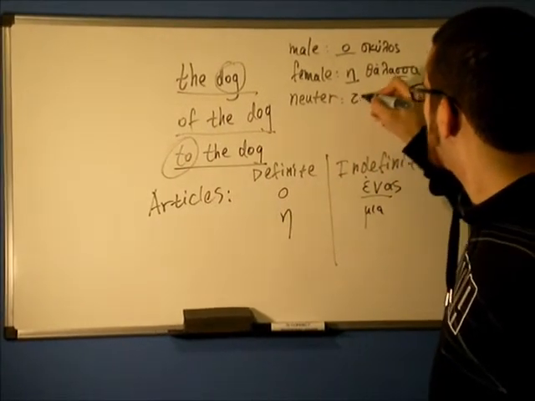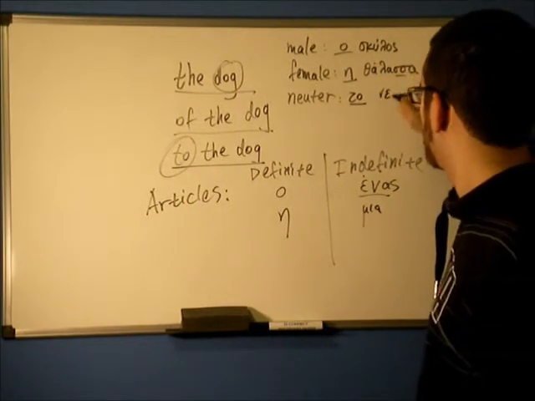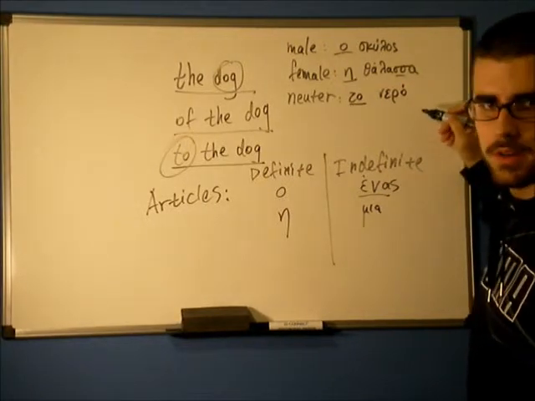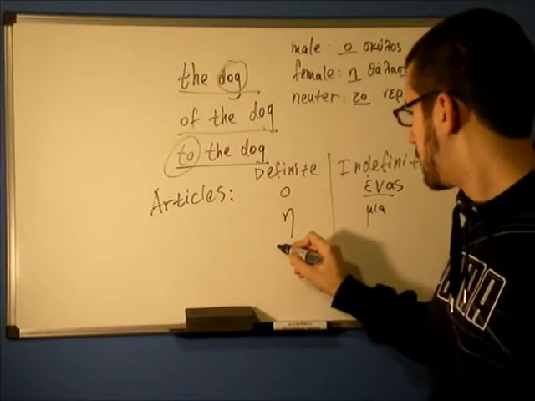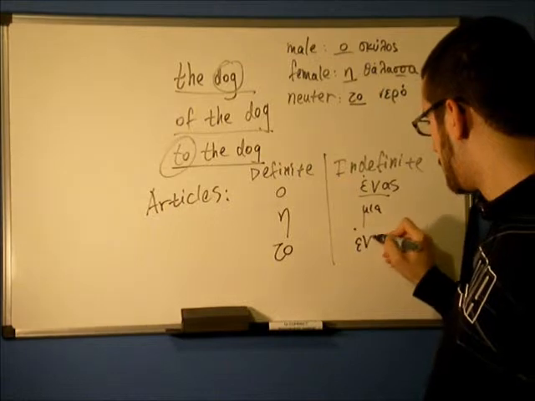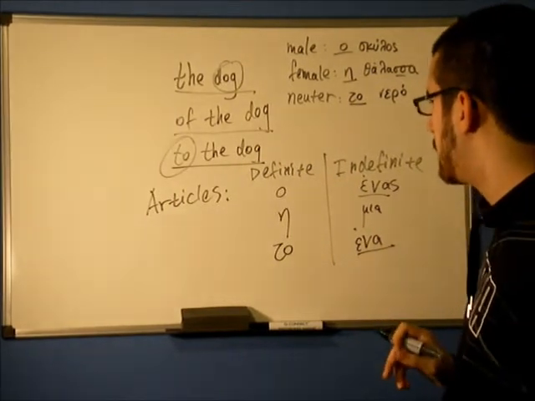And neuter has the article to. To nero, for example. Nero means water, and it makes sense to not have a gender. And you can say in the indefinite form ena, which is exactly the word one.